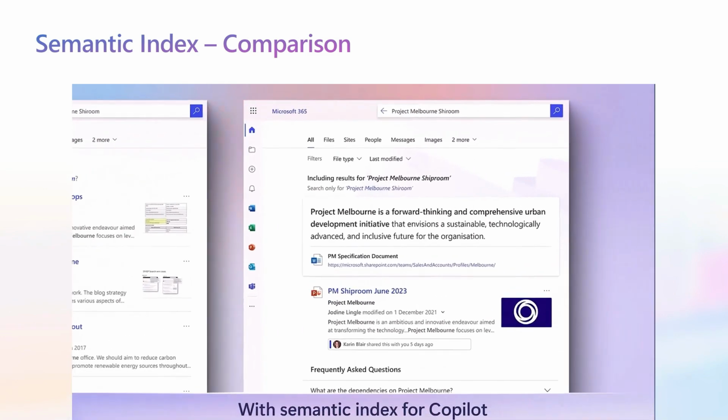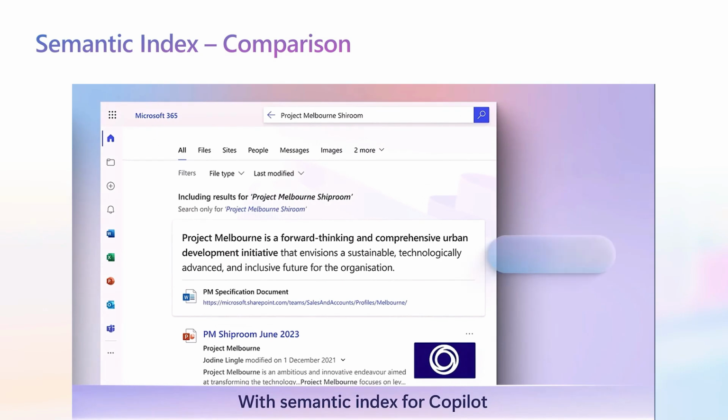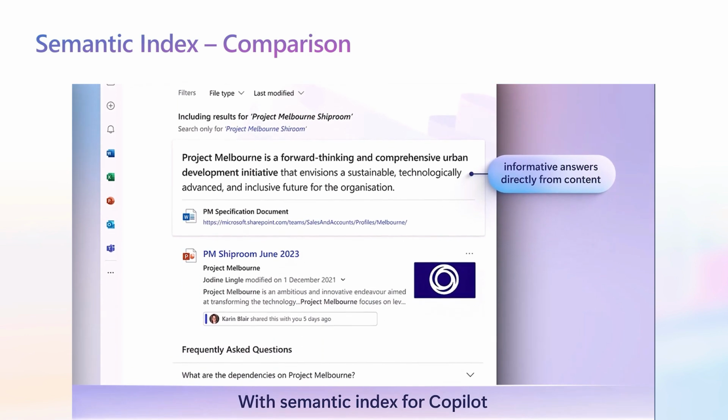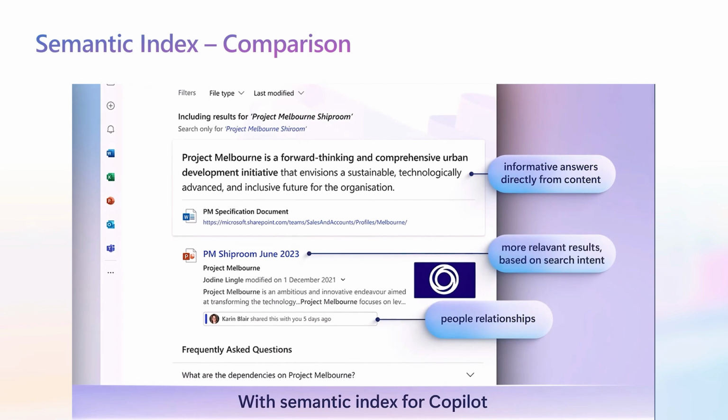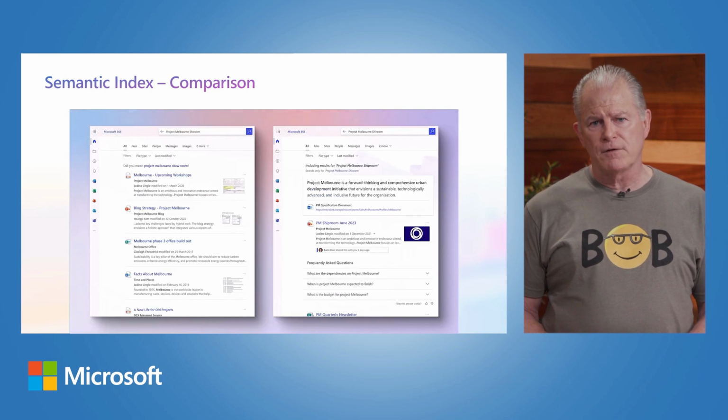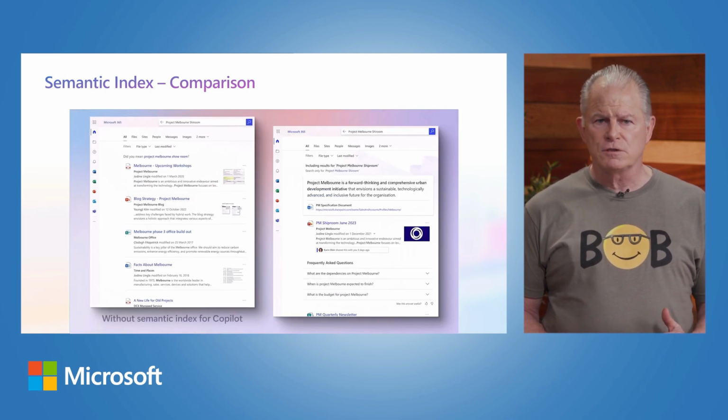On the right, with the semantic index, you have a list of links, and notice the informative answer right at the top. You can see that the index was mapped semantically through signals such as people relationships and recent activities surrounding the content. You can see how semantic indexes combined with Copilot for Microsoft 365 improves the search experience across Microsoft 365.